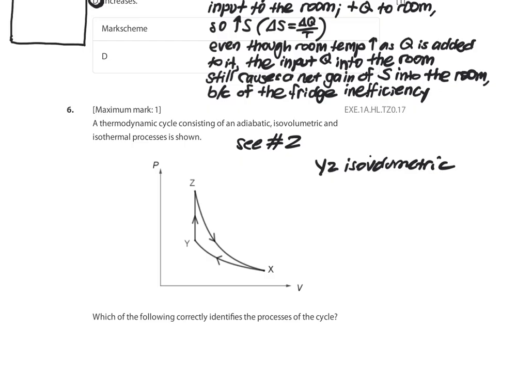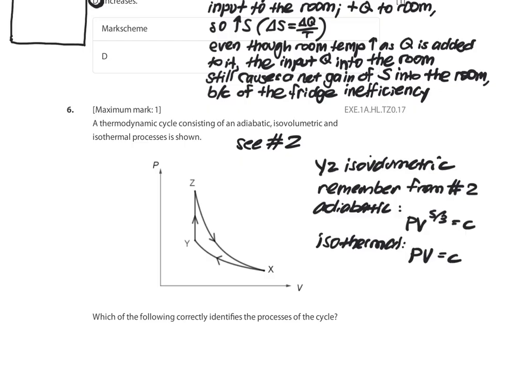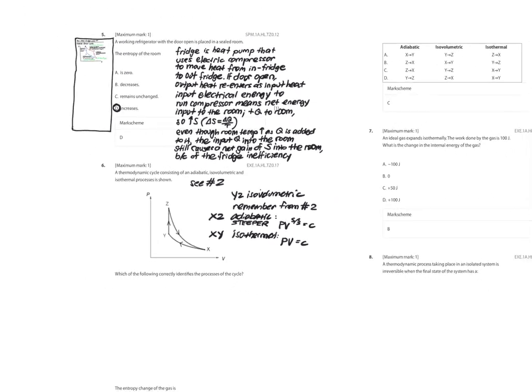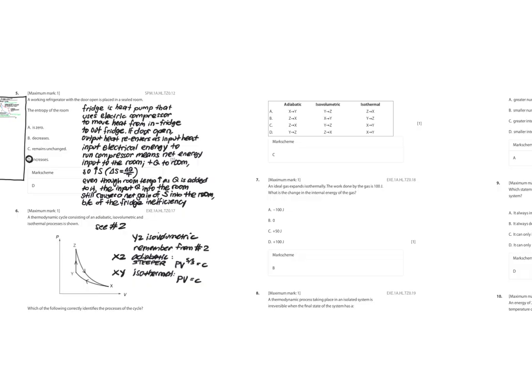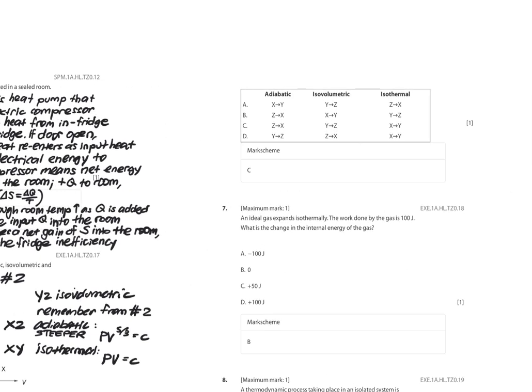So I have the two curves, right? But remember from number two that for the adiabatic, pressure times volume to the 5/3 is a constant, whereas for isothermal processes, simply pressure times volume equals a constant. So adiabatic has a steeper curve. So YZ is the isovolumetric, XZ is the adiabatic, XY is the isothermal. So adiabatic from Z to X.